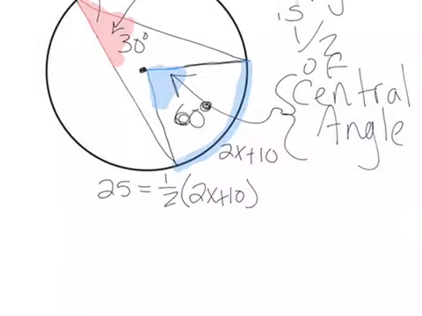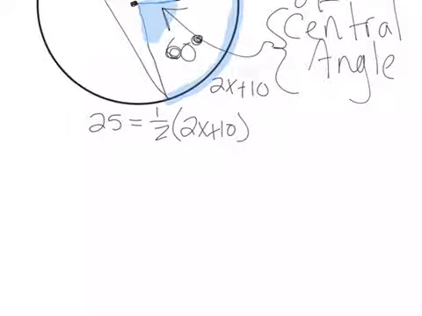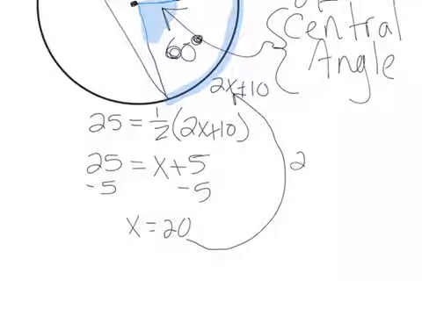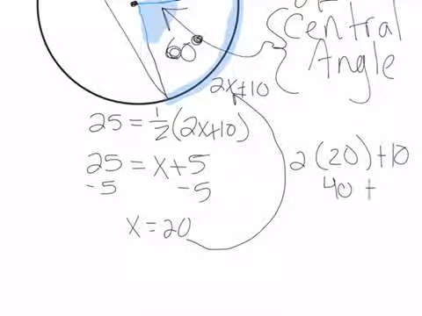So I'm going to scroll this up. And so I would distribute that 1/2 to both sides. So 25 equals x plus 5. Subtract 5 from both sides, and x equals 20. Now 20 is not the measure of the angle, it's just x. So if I want to know what the central angle actually is, well, then I would plug 20 back in to double check. It should give me 50. So 2 times 20 plus 10, and voila, that's 40 plus 10, which is 50.